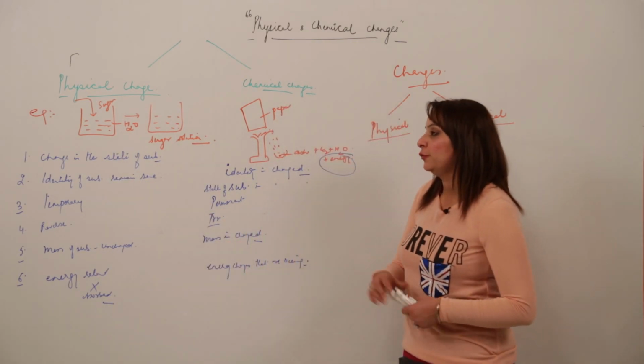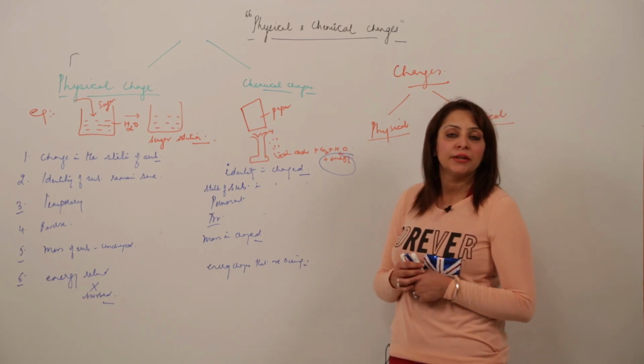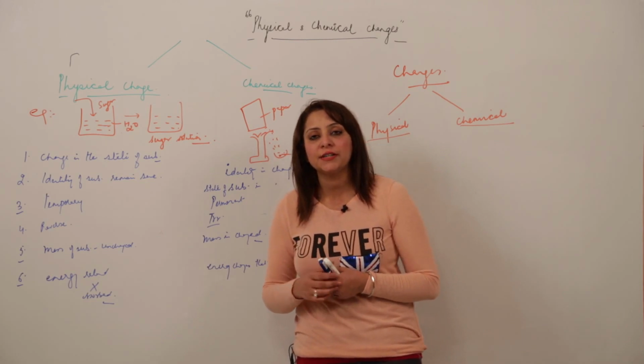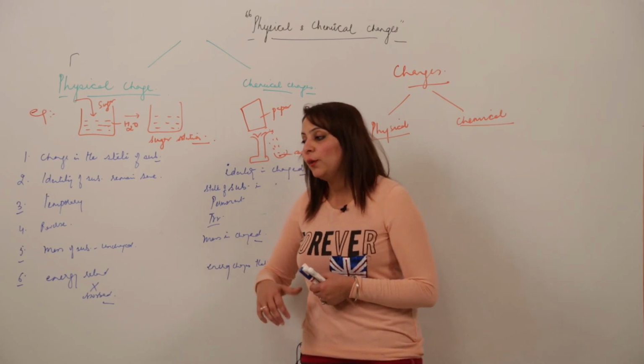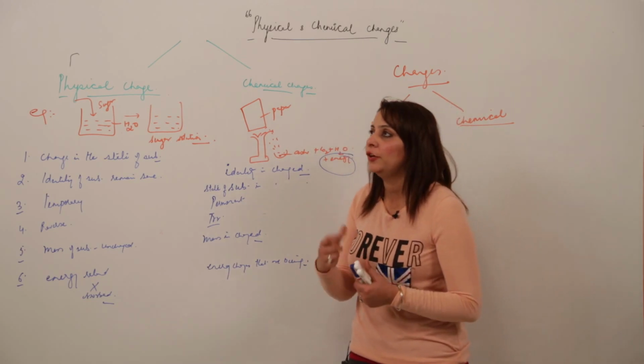For example, a few more examples we will be taking, like if I say dehydration. Dehydration means the loss of water, right? The loss of water is called dehydration. So under which category does dehydration come? I'll take one more example.